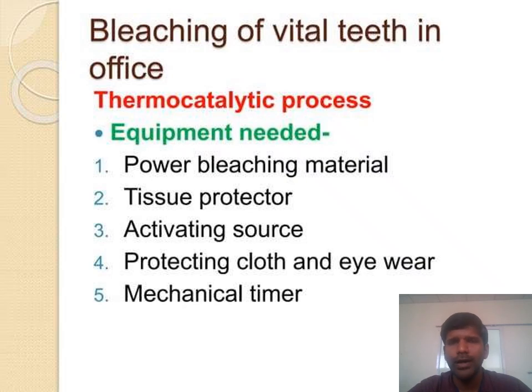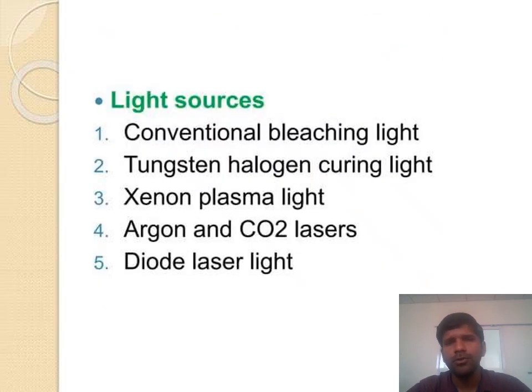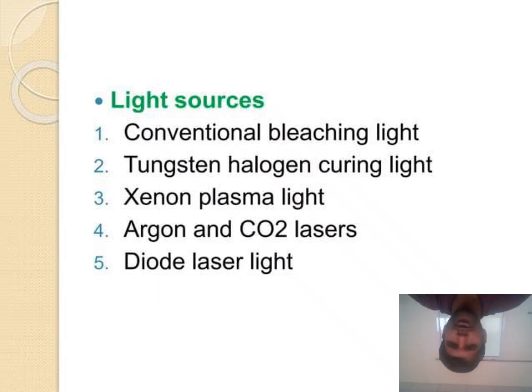Coming to the bleaching of vital teeth in dental office, coming to thermocatalytic process, the equipment needed are power bleaching material, tissue protector, activating source, protecting cloth and eyewear, and mechanical timer. Coming to the light sources, various light sources can be used. Conventional bleaching light or tungsten halogen curing light or xenon plasma light or argon and carbon dioxide lasers or diode laser lights can be used.